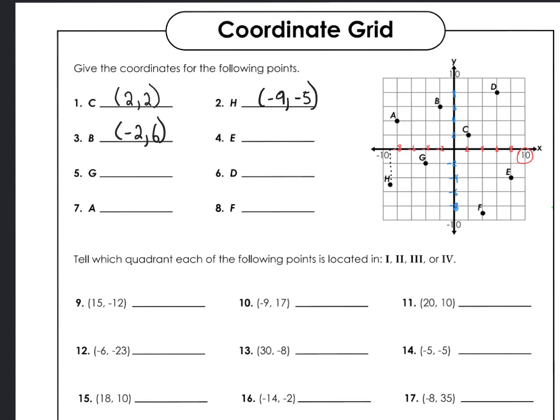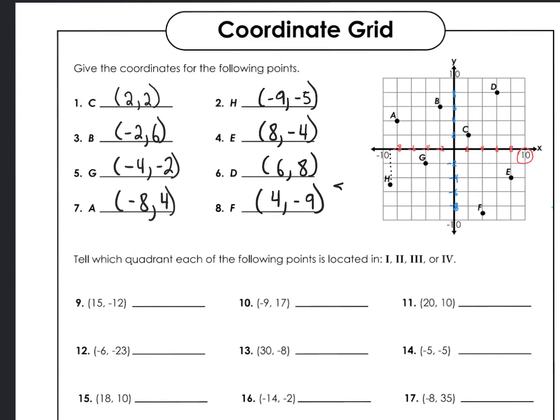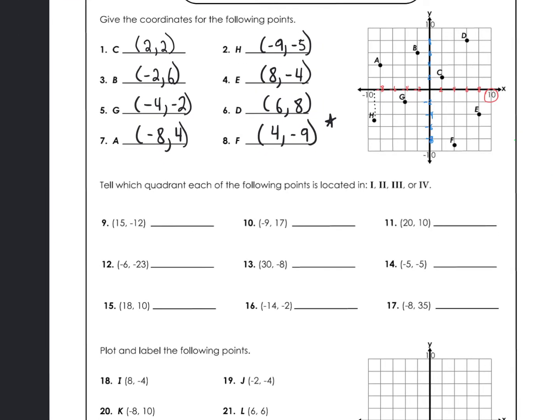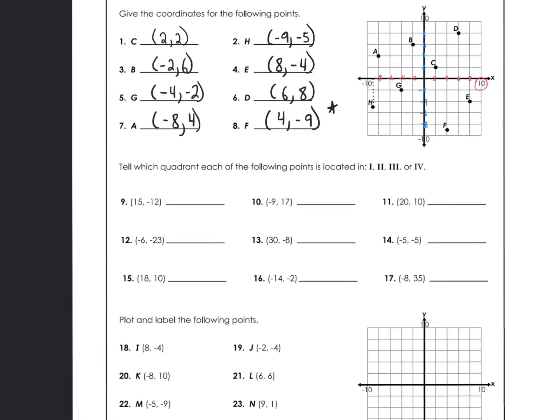B would be (-2, 6). E would be (8, -4). Number 5, G would be (-4, -2). What did you get when you listed the coordinates for F? For F here, you should have gotten 4, positive 4, and we went down to -9. Okay, down below we needed to tell the quadrants.